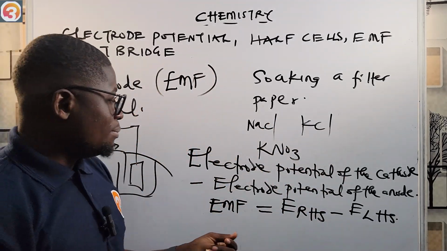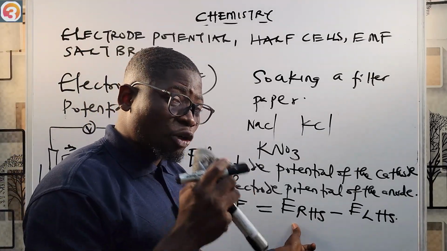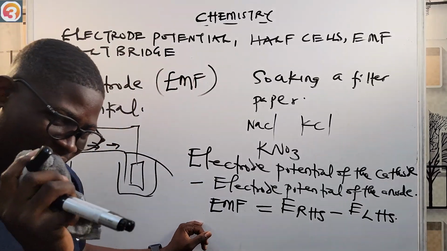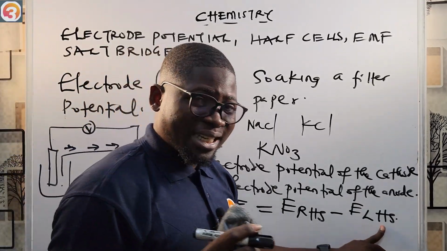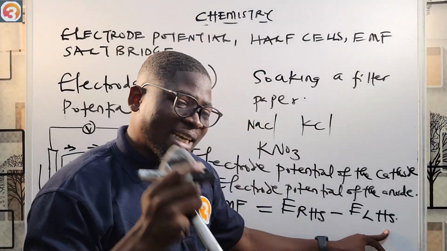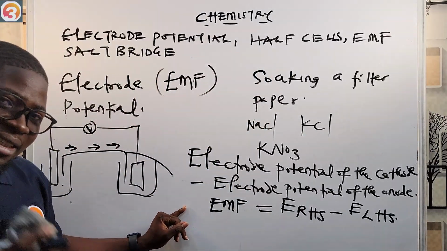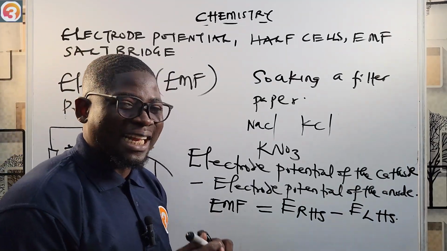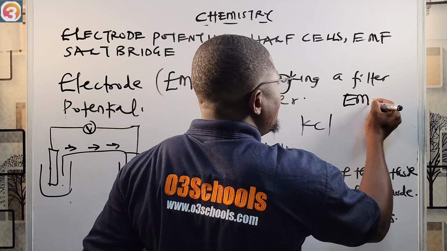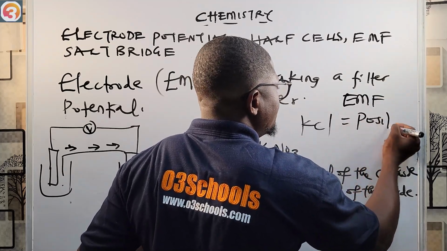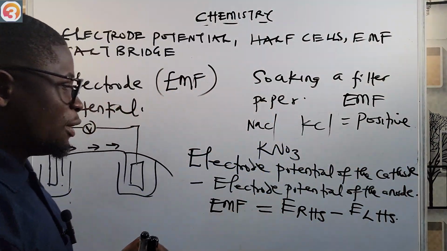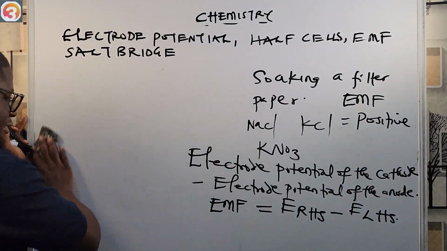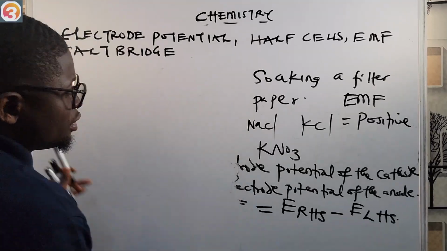Okay, properly, that means the cathode will be on the right hand side while the anode will be on the left hand side. But of course, like I've hinted earlier, oxidation occurs at the anode. Now, by this arrangement, it means that the electromotive force, EMF, will be positive. Now, there are some important things we need to know.